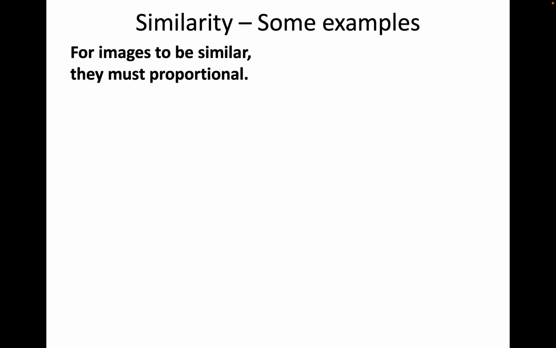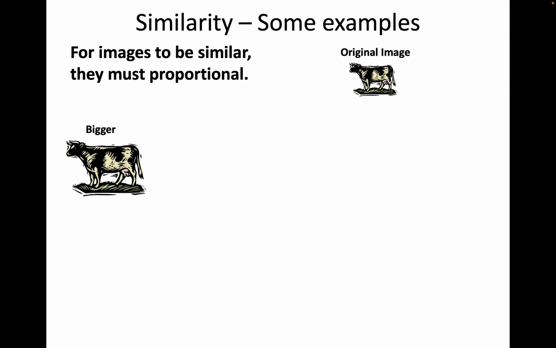All right, so before we get started, let's talk about similarity. For images to be similar, they must be proportional. So let me show you what that means by starting with an image of a cow. So here's a cow. Now I could take that cow and I could manipulate that image in lots of different ways. I could make it bigger.